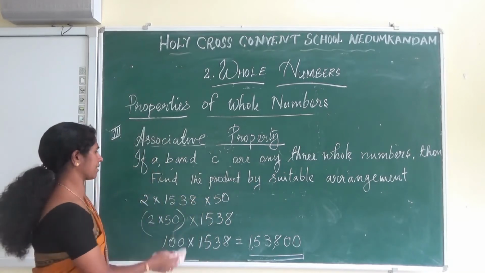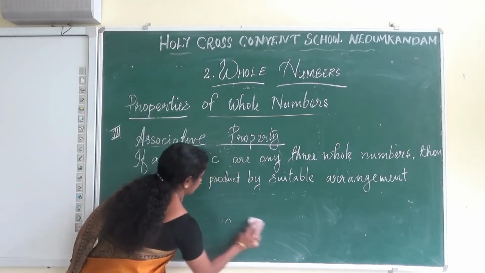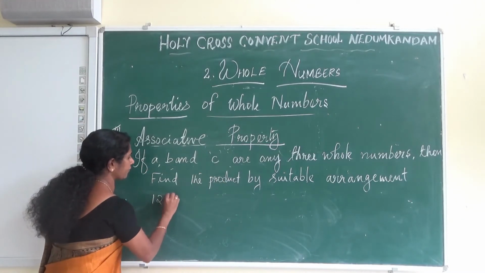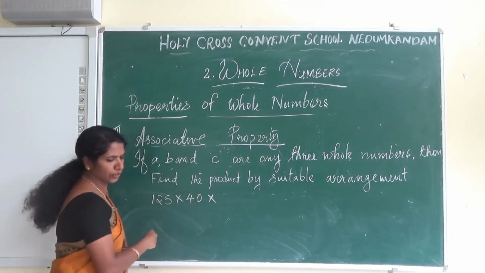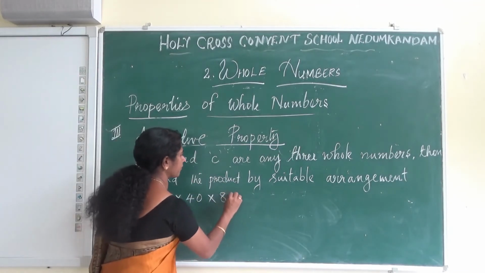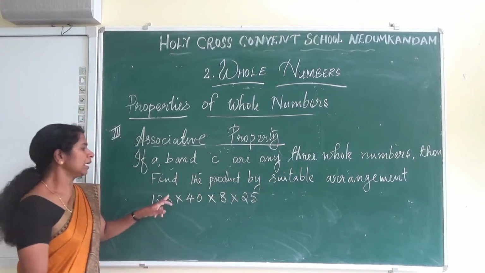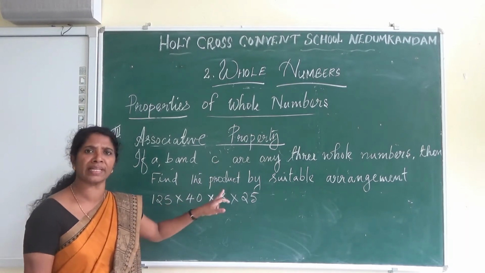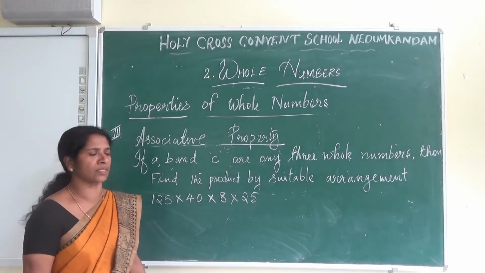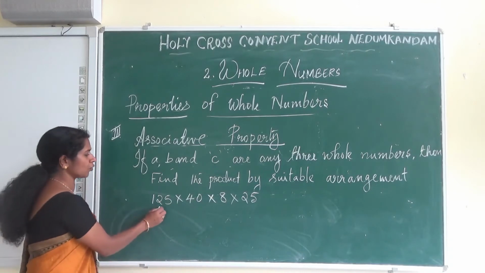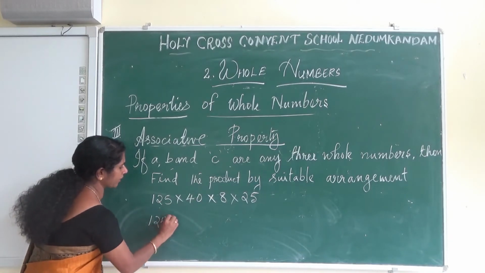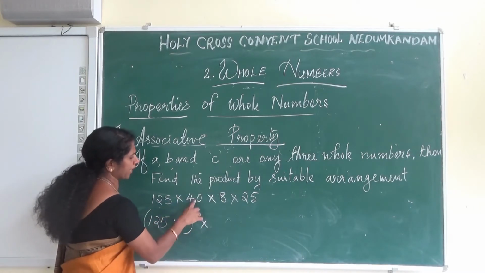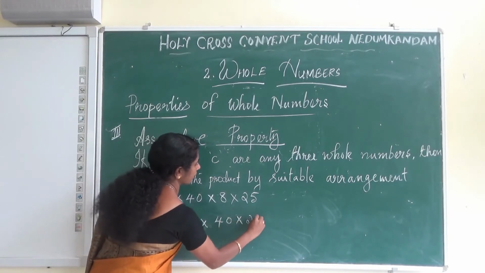We have to look at one more example. 125 into 14 into 8 into 25. Here 4 numbers are there. So if there are 3 or more than 3 numbers, we have to group the numbers. So in this case, it is easy to group 125 into 8. That we group, into the remaining 14 into 25.